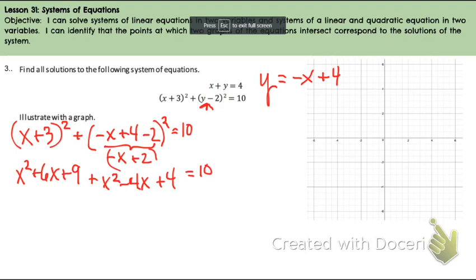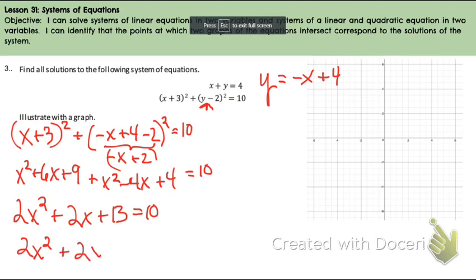Now I'm going to combine like terms. I have 2x squared plus 2x plus 13 equals 10. So I'm left with the quadratic 2x squared plus 2x plus 3 equals 0. When I try to do my little trick where I go, okay, 2 times 3 is 6, so two numbers that multiply to make 6 and add to 2, nothing works.